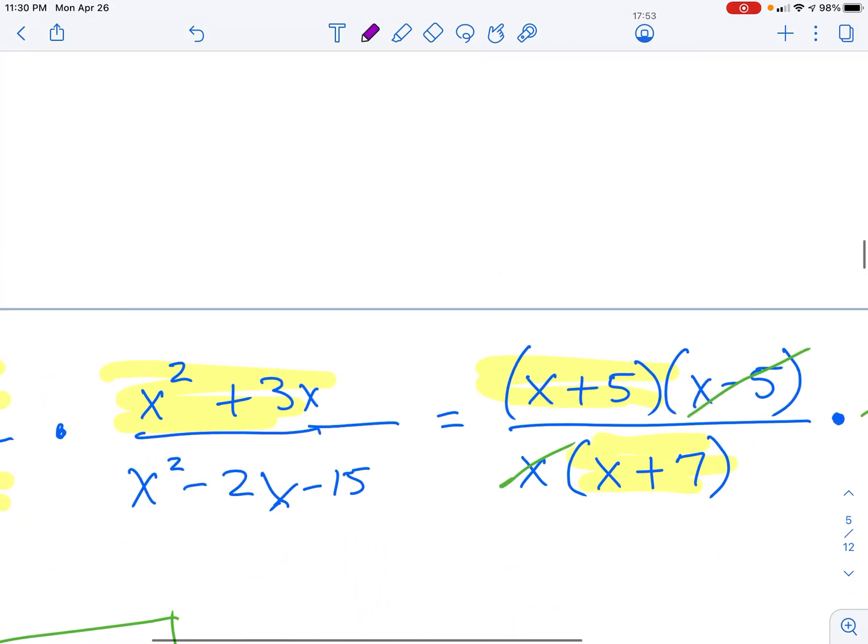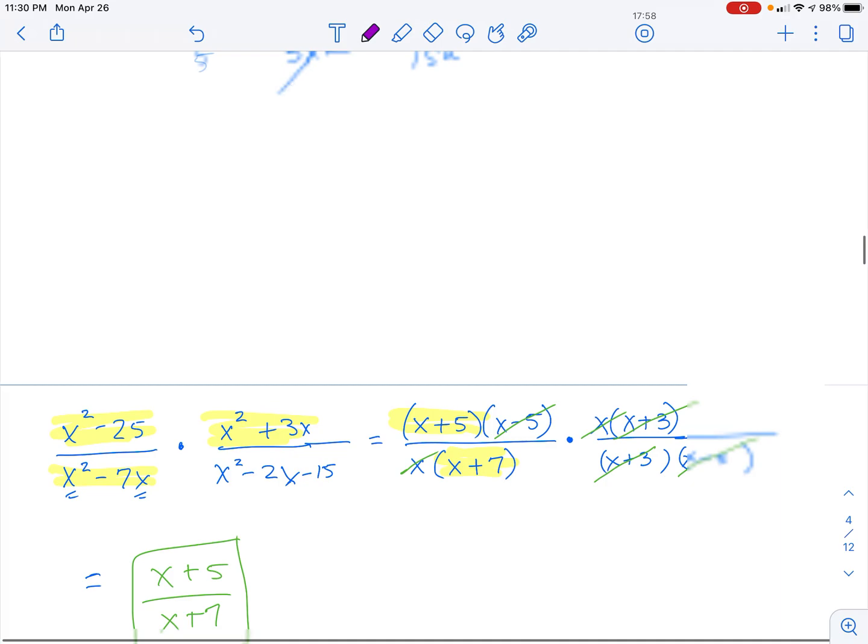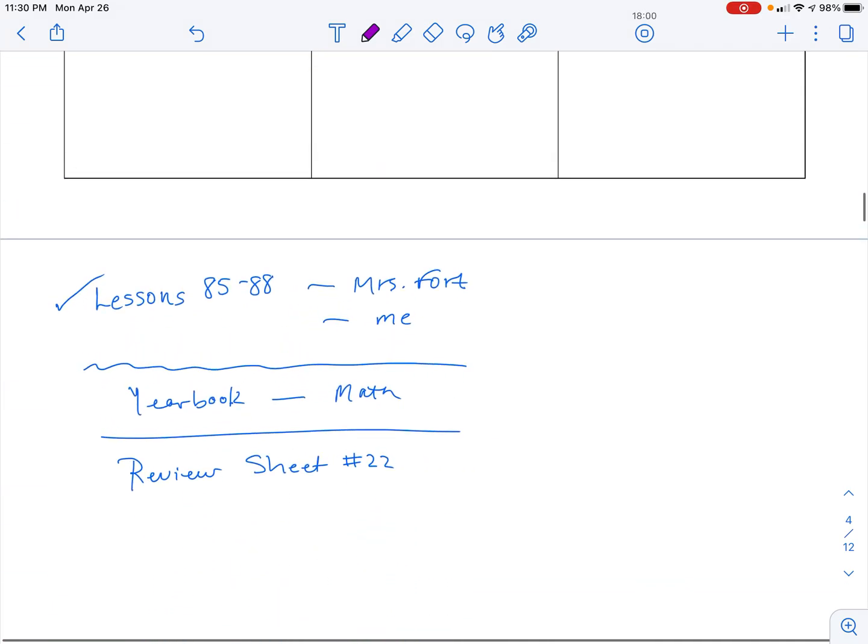Remember to turn in your packet that I brought to your attention at the beginning of class. Let's see what I wrote down. 85 through 88. Those are due today. You can either hand those to Mrs. Fort or when you see me around this afternoon, you can give them to me then. All right, guys, have a wonderful day.